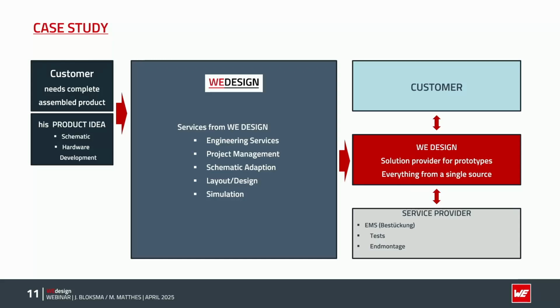A case study, for example, is when a customer needs a complete assembled product. What we do not support is the hardware development. That means we need a ready schematic from the customer, so the hardware development is already done. And then we discuss which kind of design services we should take from the customer: engineering services, project management, schematic adaptation, layout design, simulation, the points I told you already before. And then we can support with the assembling, with the EMS, with tests, and also the end assembling of the PCBs.